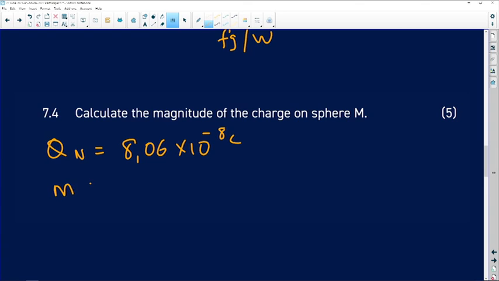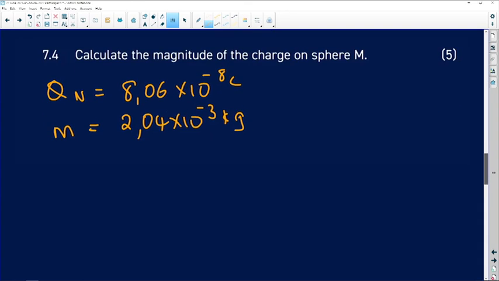Of N, which is the same as 2,04 times 10 to the power negative 3, which is in kilograms, all right? And therefore now we are tasked to look for the magnitude of the charge of M.